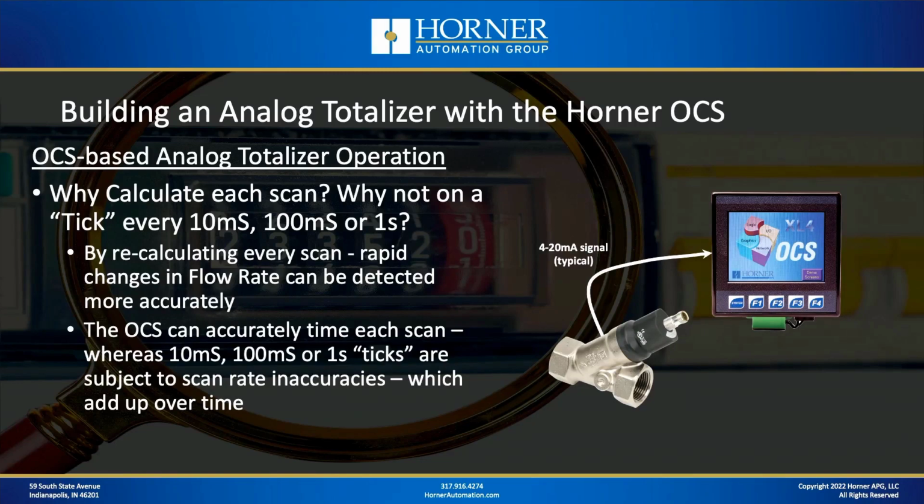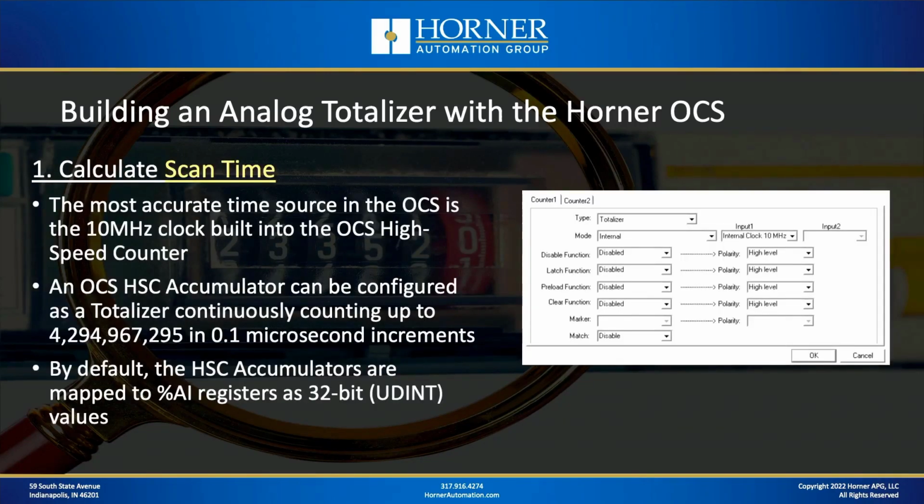Instead, we're going to calculate the scan rate of every particular scan. How are we going to actually do that? Calculating scan rate on a real-time basis is not something most of us do in most applications. To do that, we're going to need a really accurate time source, frankly. And the most accurate time source available in the OCS is a 10 megahertz clock that's built into the OCS high-speed counter capability. So we're going to take advantage of that built-in 10 megahertz clock.